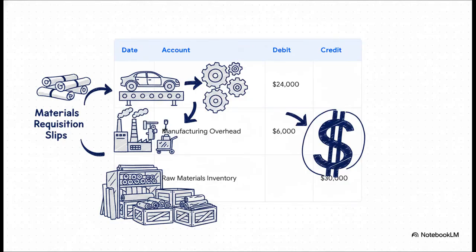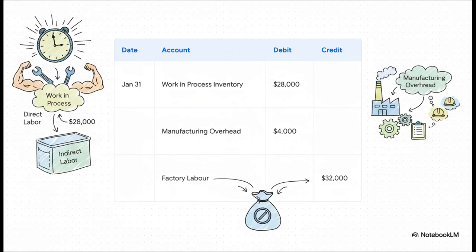So, how are materials assigned? Notice the distinction in this entry. We see that $30,000 in materials were issued. Of that, $24,000 could be directly traced to specific jobs. That's our direct materials, and it's debited to work-in-process inventory. The remaining $6,000 represents indirect materials, so they are debited to the manufacturing overhead account. The assignment of labor follows very similar logic. Of the $32,000 in total factory labor, we can trace $28,000 directly to employees working on specific jobs. This is direct labor, and it's assigned to work in process. The other $4,000 represents indirect labor. Think of maintenance staff or supervisors. This cost is assigned to manufacturing overhead.